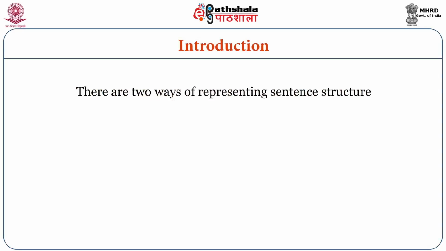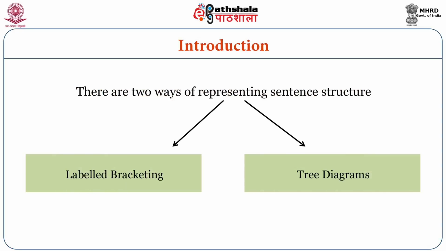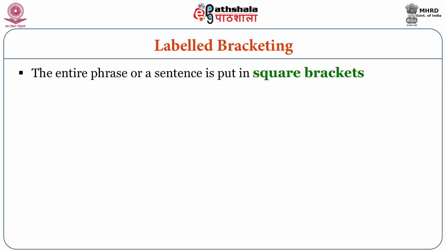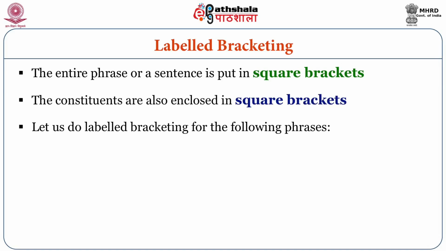There are two ways of representing sentence structure. One is labeled bracketing and the second is tree diagrams. We are here dealing with tree diagrams. Now, before that, also understand what is labeled bracketing. The entire phrase or a sentence is put in square brackets. The constituents are also enclosed in square brackets. Let us do labeled bracketing for the following phrases like birds fly, John ate a mango.